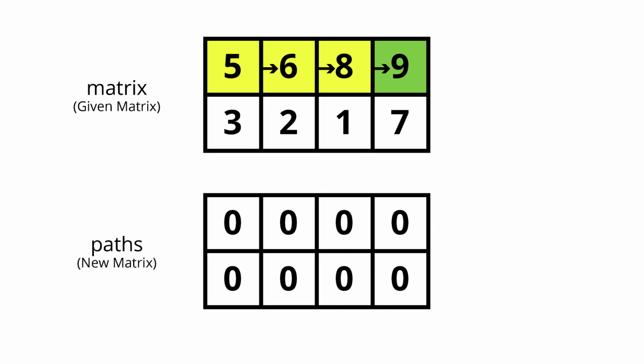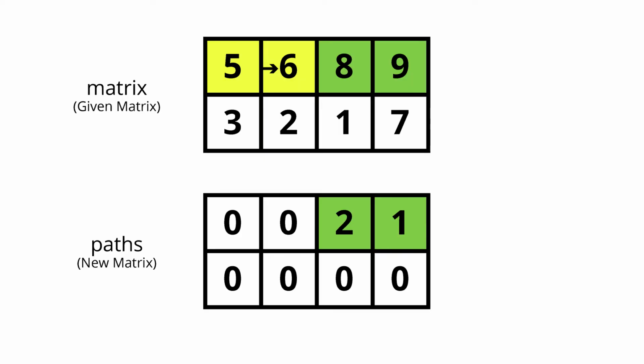From cell 9, we cannot create any more increasing path. So we cannot move forward to any directions from here. So the longest path we can have for cell 9 is 1. Let's update it in the paths matrix. Accordingly, now for cell 8, the longest path is 1 plus 1 equals 2. For cell 6, the longest path is 1 plus 2 equals 3. And for cell 5, the longest path is 1 plus 3 equals 4.